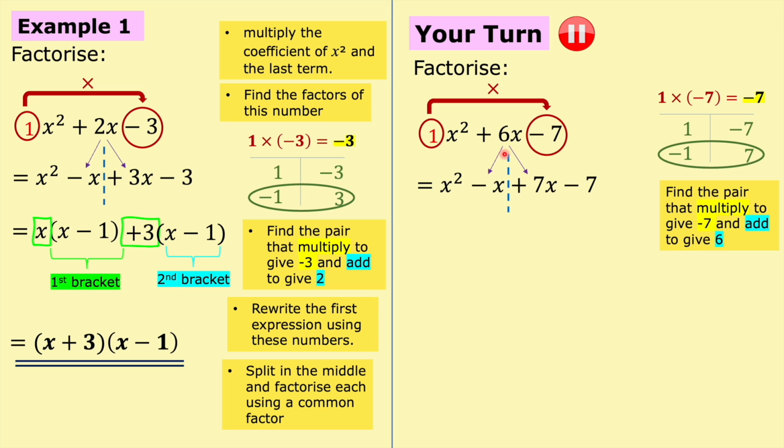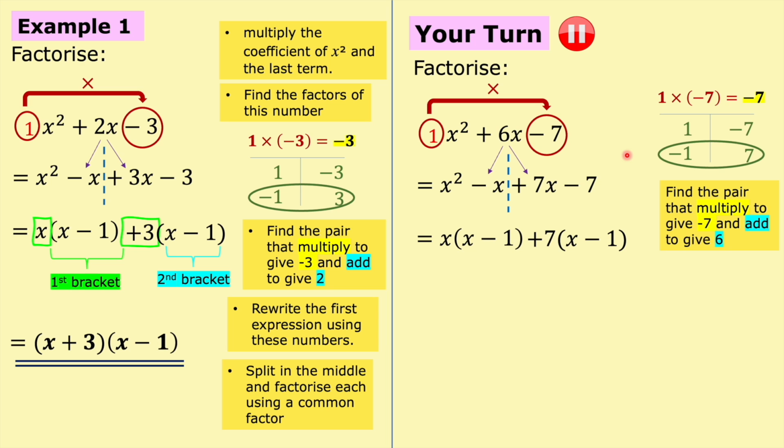And we have split this straight down the middle so that we can begin to factorise. So we're going to factorise the first part of the expression by taking out a common factor of x. So you should have x bracket x subtract 1, and then factorising the last part of that expression by taking out a common factor of 7. So you should have plus 7 bracket x subtract 1.